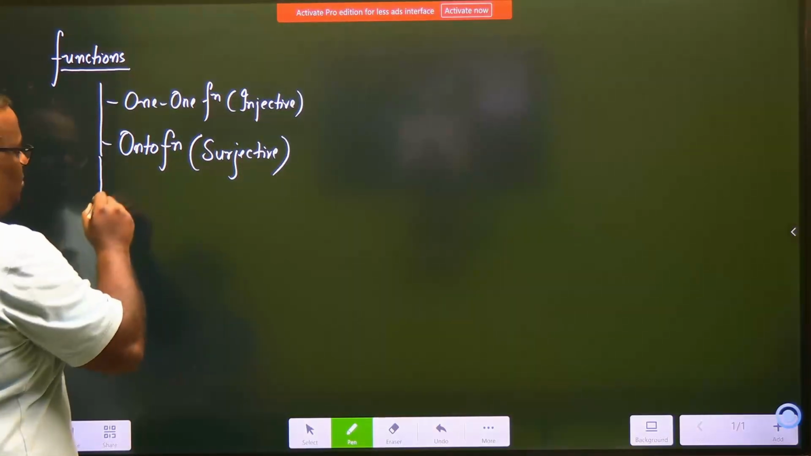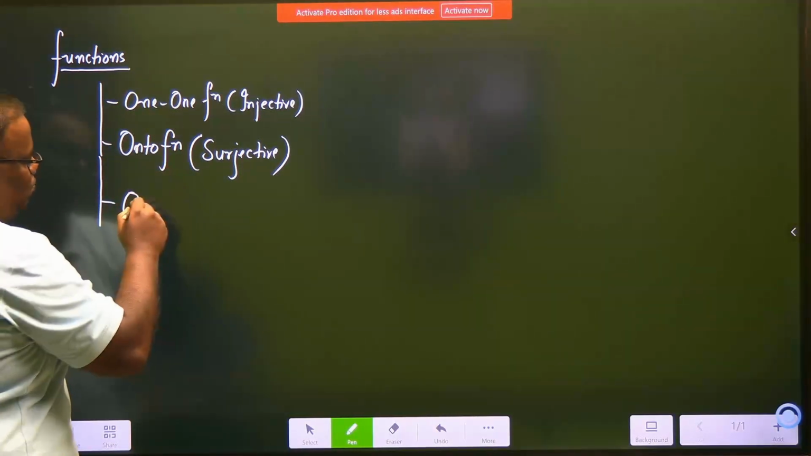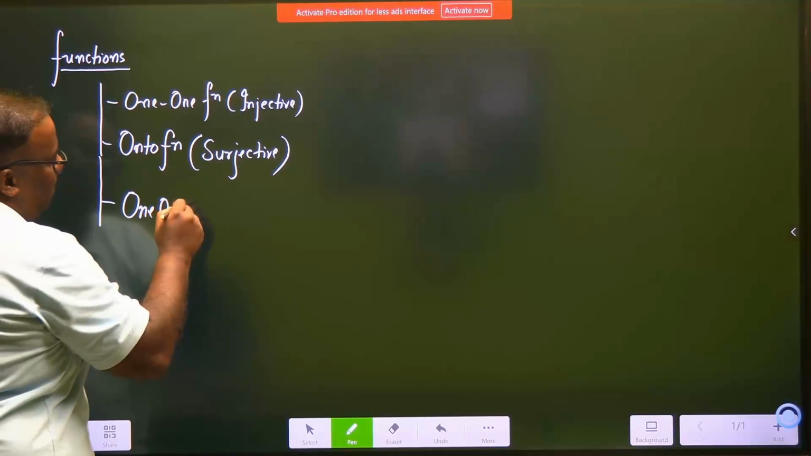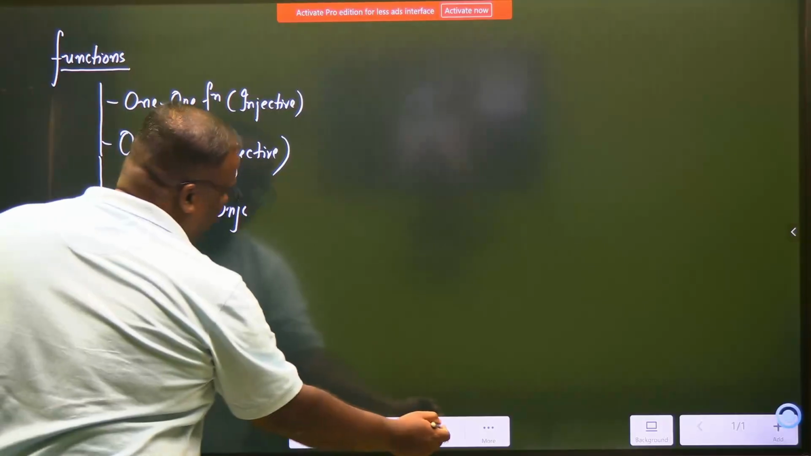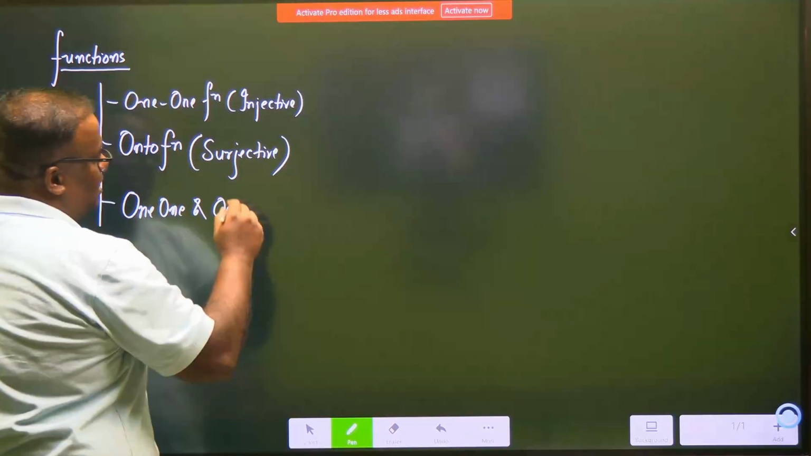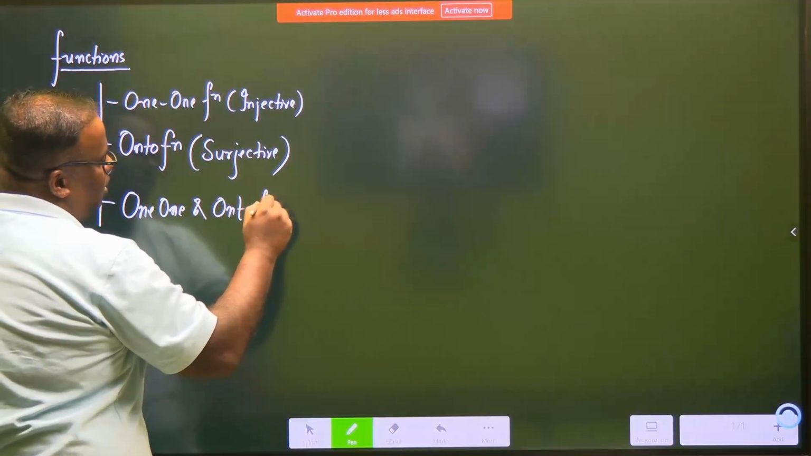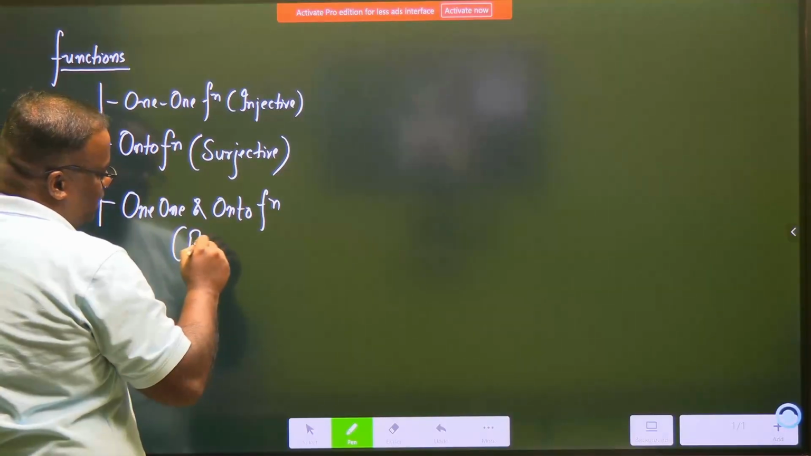Then we will read about another function which is a combination of both. We call it 1-1 and onto, right? 1-1 and onto. And since it is a combination of two functions, we call this a bijective function.